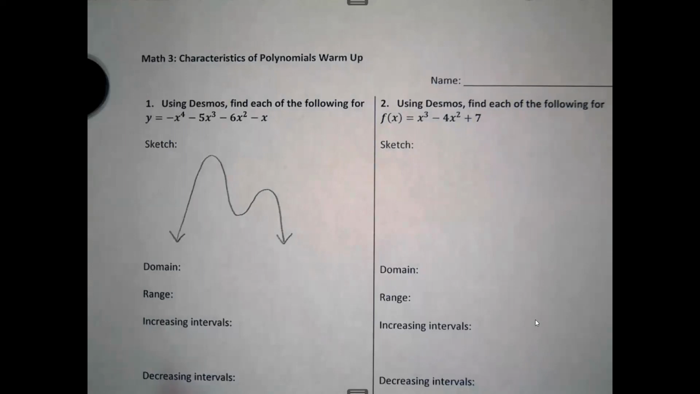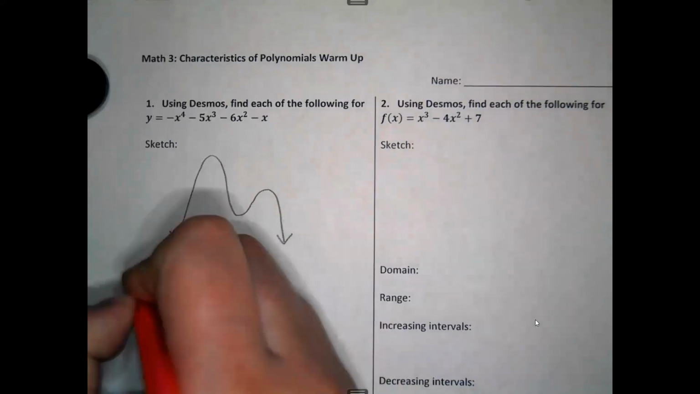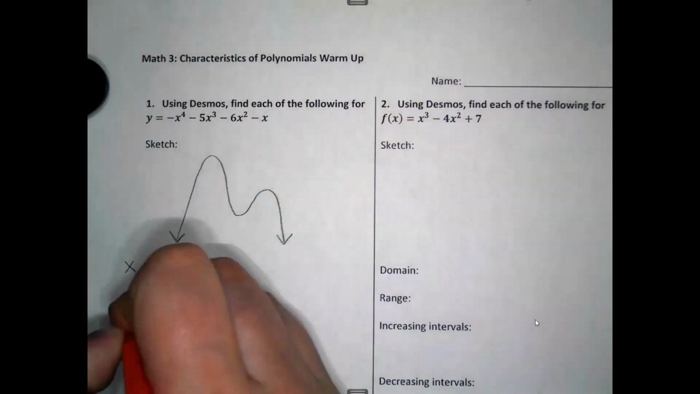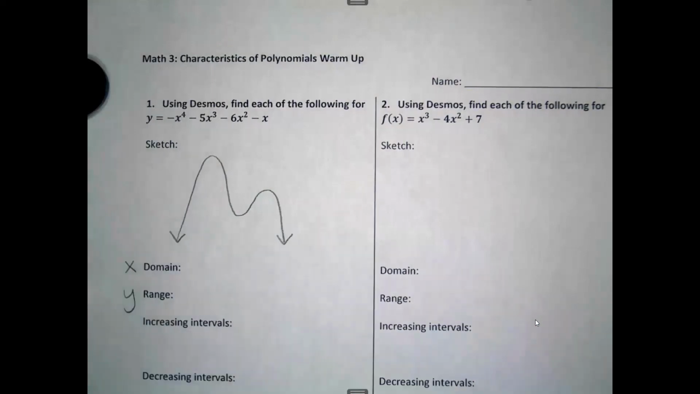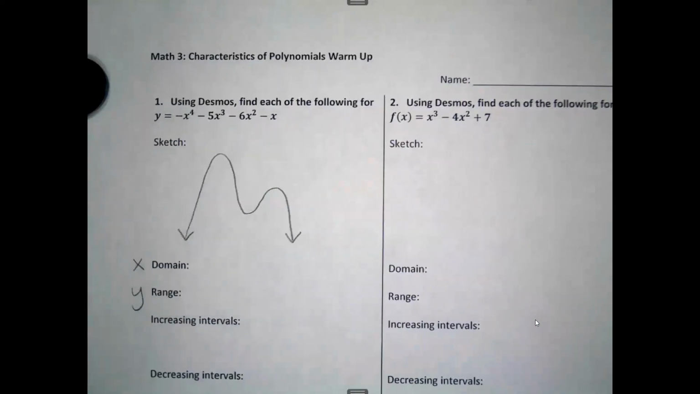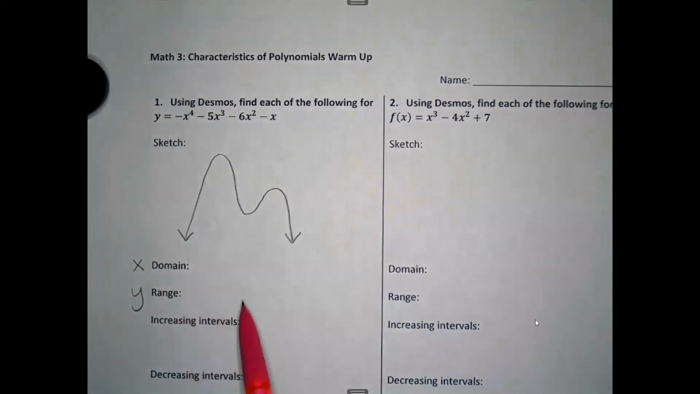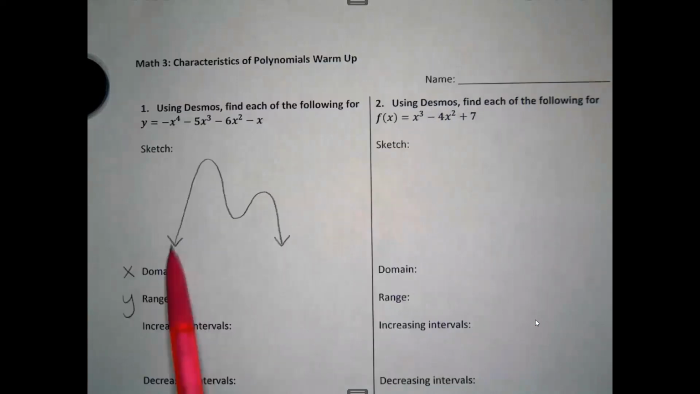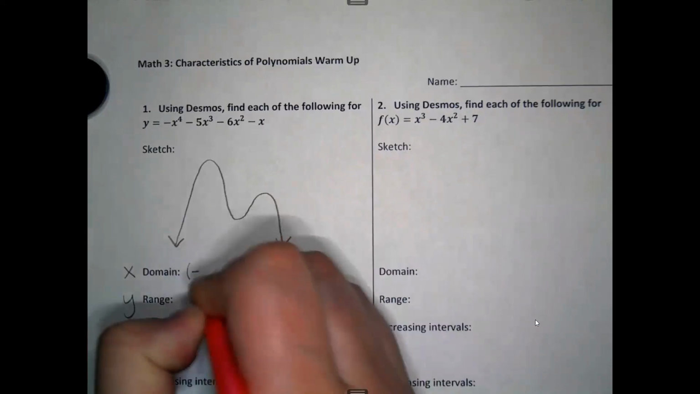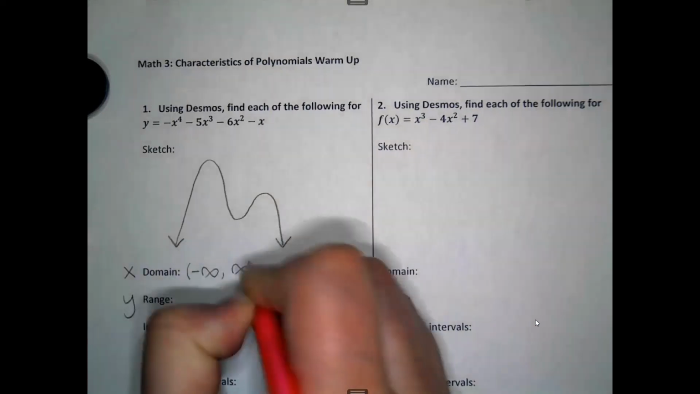So as far as domain and range, we know that domain is left and right. Those are x values. Range is up and down. Those are y values. What do you notice if you look at your sketch for how far to the left the graph should go, how far to the right the graph should go? Yeah. Negative infinity on the left for an arrow, positive infinity on the right for an arrow. So domain is pretty simple.